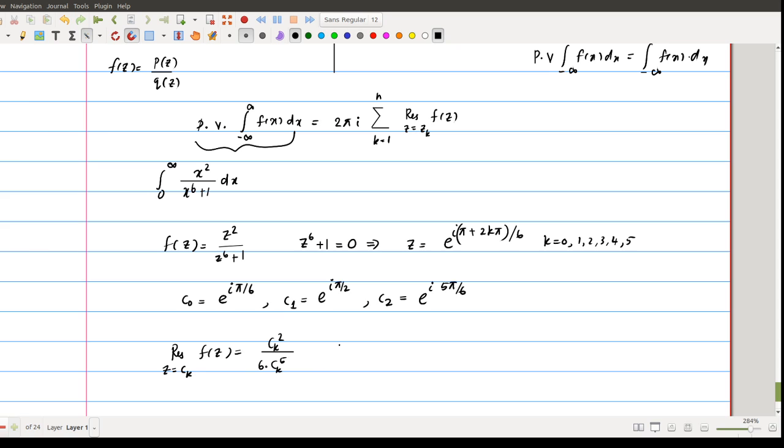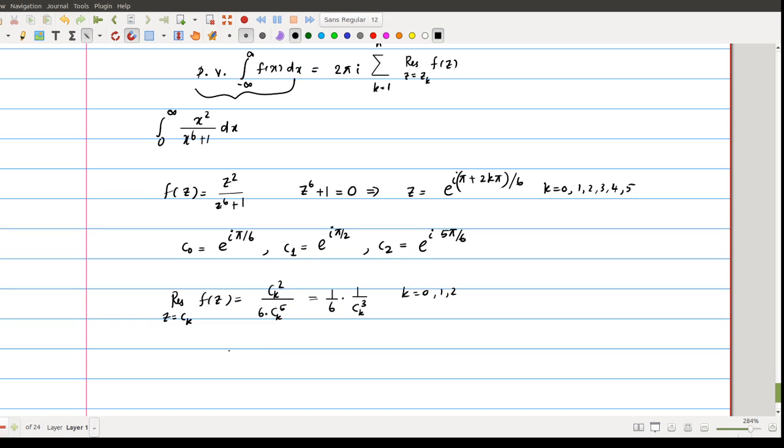So these are the residues at ck. By putting k equal to 0, you need to substitute c naught first, then this is in fact 1 by 6 times 1 by ck cubed, for k equal to 0, 1, 2. So these are the only singularities in the right hand and the upper half plane. For any value of k, we get 1 by 6 times 1 by ck cube, and we can evaluate this for k equal to 0 first.